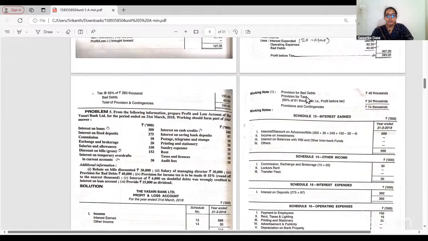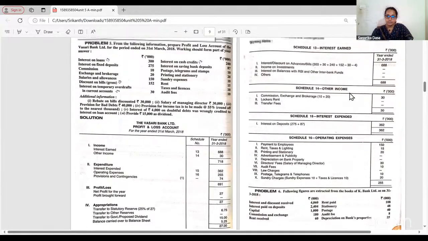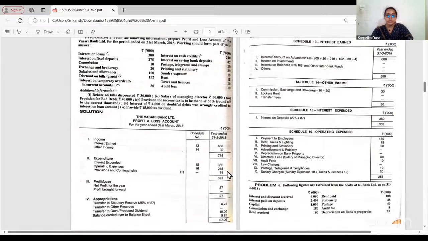On what should we take the 55%? We should take it on profit. Profit means the profit earned up to that point, that is 718 minus 362 minus 255 minus 40, if you do, you will get 61. So 61 into 55% if you do, you will get 34. So 40 plus 34 is your 74 provisions and contingencies. So provisions and contingencies is 74.